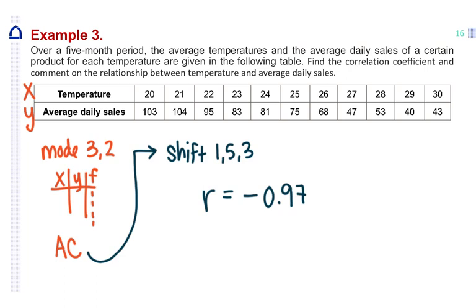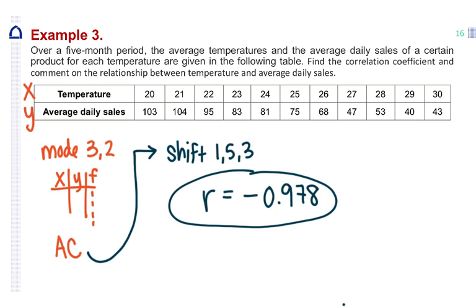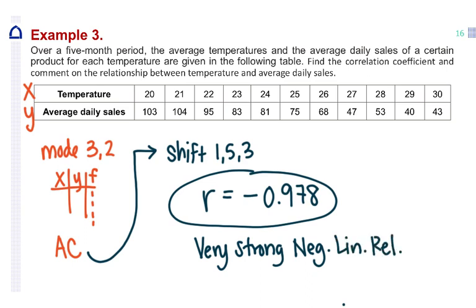0.97794. Wow, so 0.978, I'll say, rounding it to 3 decimal places. Remember, this tells us two things. It tells us about the strength, and it tells us about the direction. Now, R is very close to -1, so I would call that very strong, and it's a negative number, so it's a very strong negative linear relationship. So what does that mean in terms of the scatter plot? It means I expect that the dots are going down, and they are very close to a straight line.